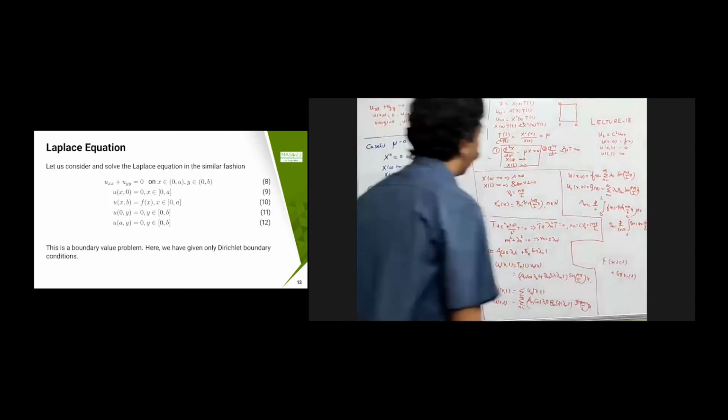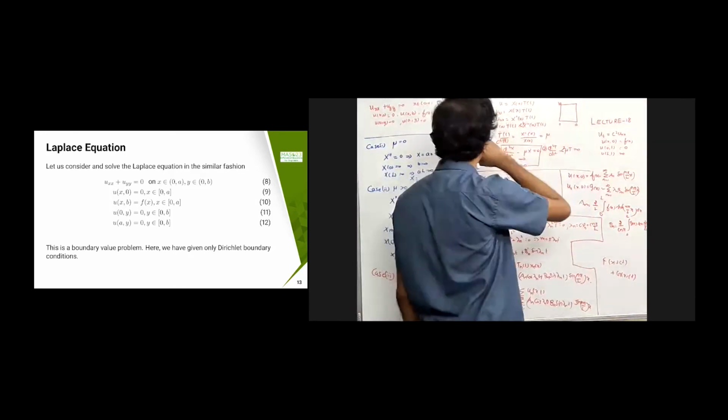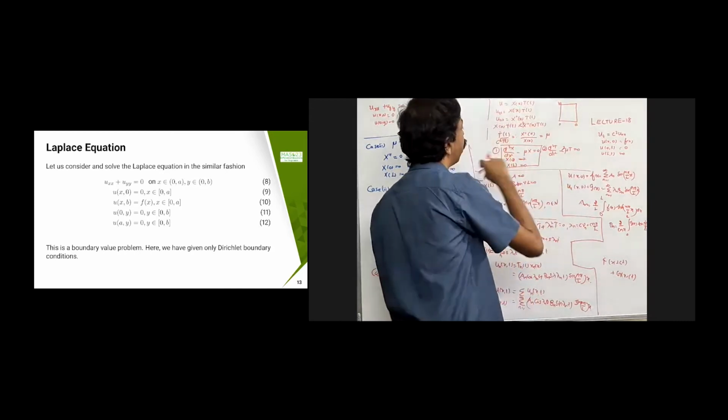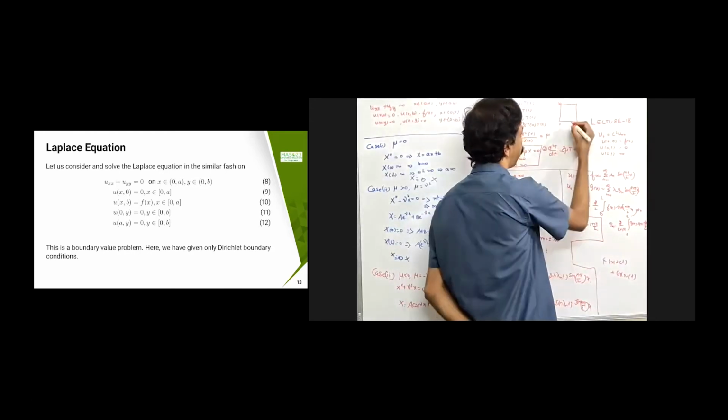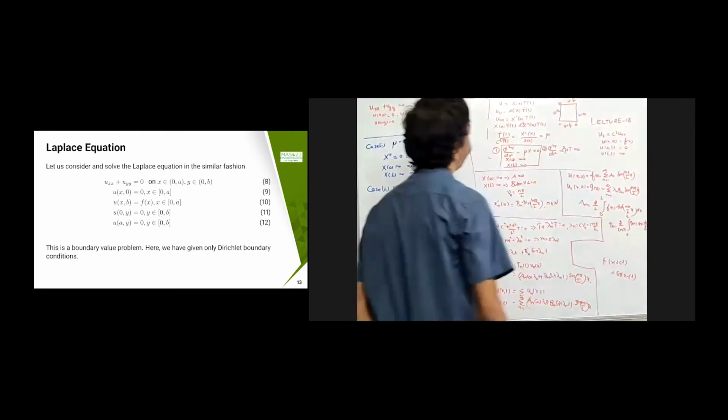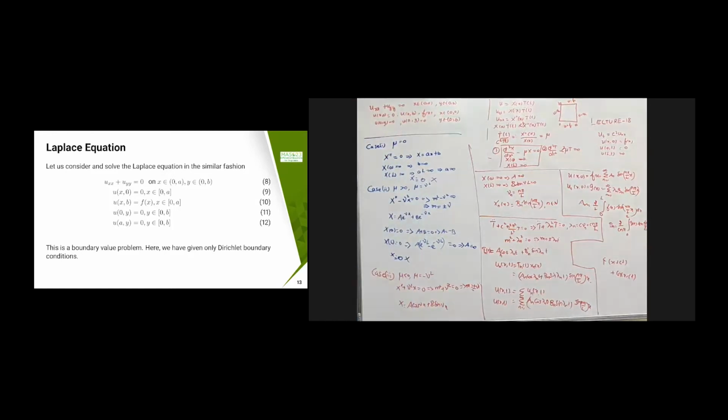Suppose you have a domain, a rectangle, 0 comma a cross 0 comma b. In this case, I'll explain the conditions. You have three different types of problems. One, you can put u equal to f1 here, u equal to g1 here, u equal to f2 here, and u equal to g2 here. These are the top, bottom, left and right boundaries. If all the boundaries prescribe exactly the values of u, that is called Dirichlet boundary condition, and this problem is called the Dirichlet boundary value problem.